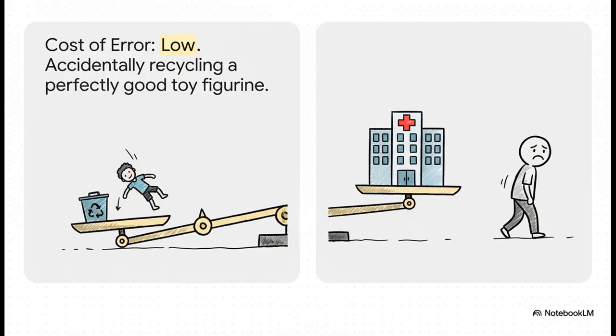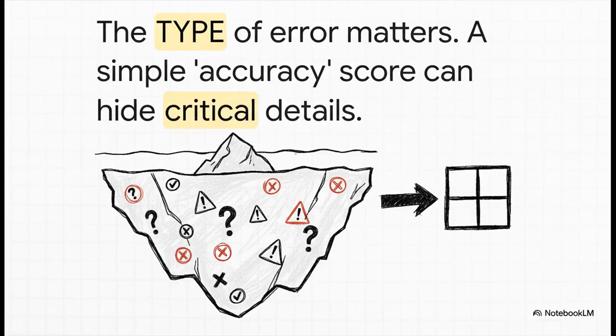Let's say you're working in a toy factory and you accidentally toss a perfectly good action figure into the recycling. What's the real cost there? A couple of cents? But what if a medical AI makes a mistake and tells a sick person they're totally fine? The cost there could literally be someone's life. The consequences are in completely different universes. So here's the absolute key takeaway. We have to care about the type of error that's being made. A simple number like an accuracy score totally hides this critical detail. And to really see what's going on under the hood, we need a much better tool.